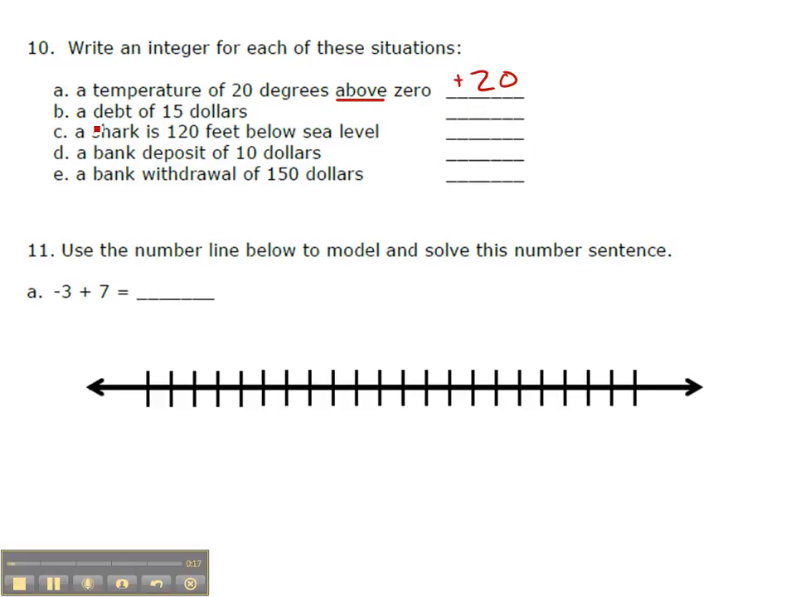The next one is a debt of $15. If you owe money, that's going to be negative, so negative 15. Then a shark is 120 feet below sea level. Below sea level would be negative, so negative 120.